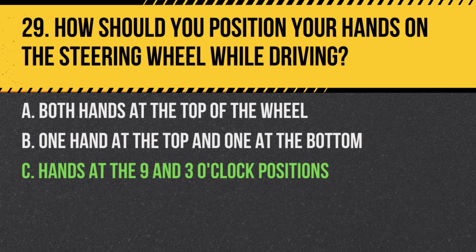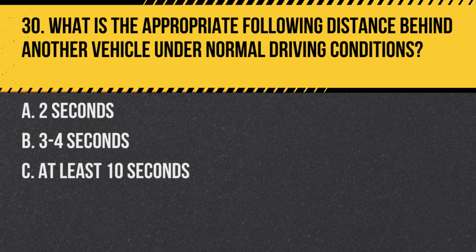Answer: C. Hands at the 9 and 3 o'clock positions. For optimal control and safety, hands should be positioned on opposite sides of the steering wheel, typically at the 9 and 3 o'clock positions. Question 30. What is the appropriate following distance behind another vehicle under normal driving conditions?